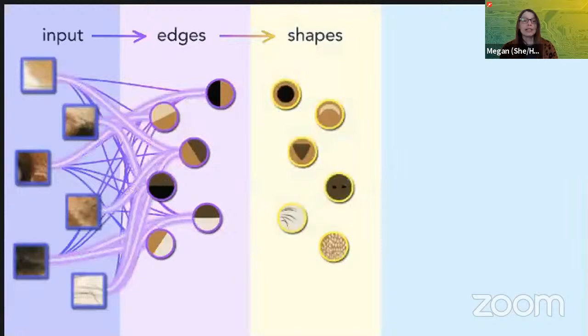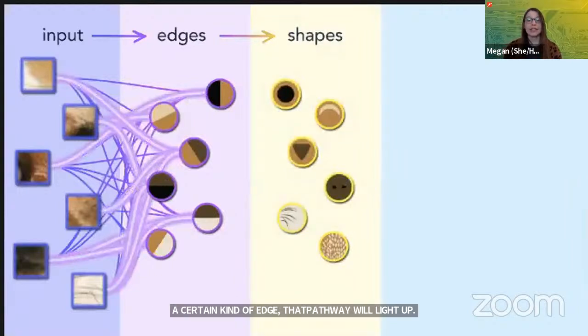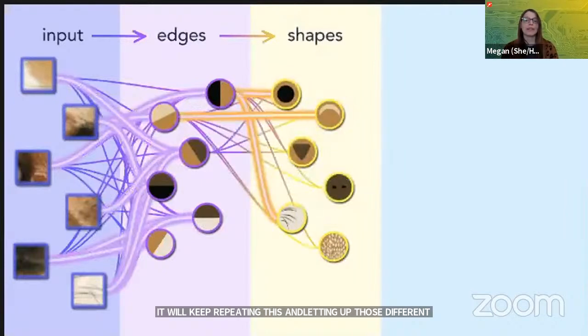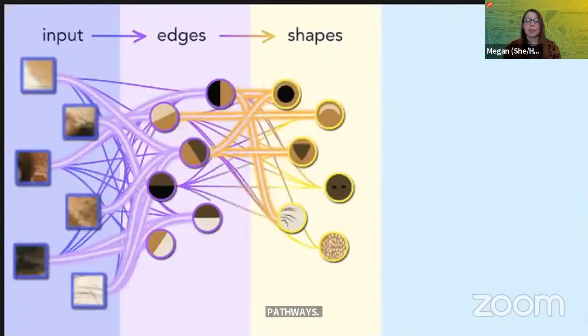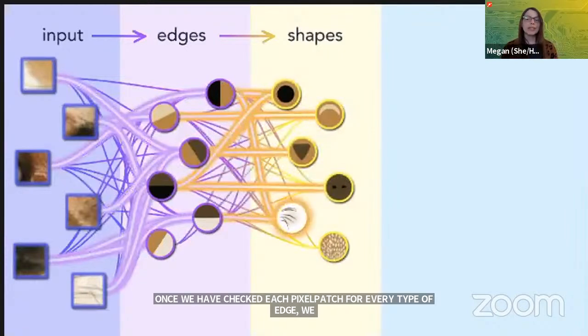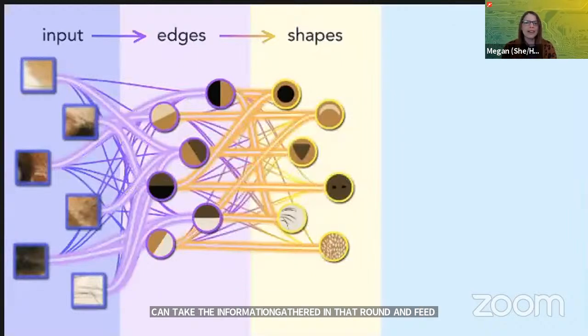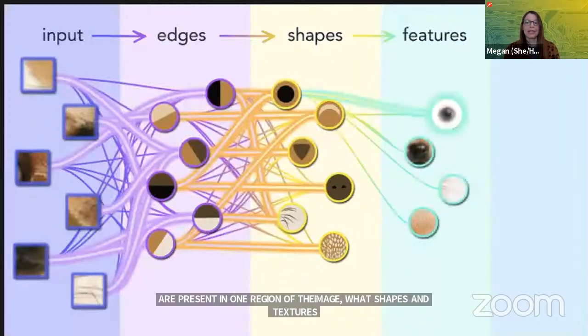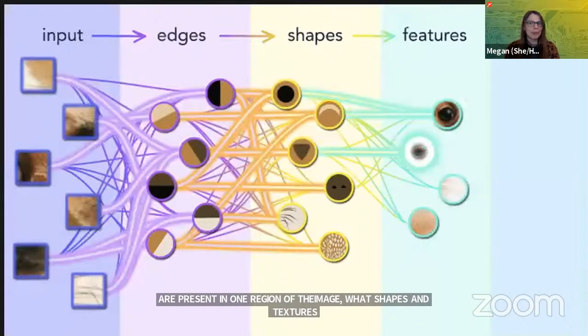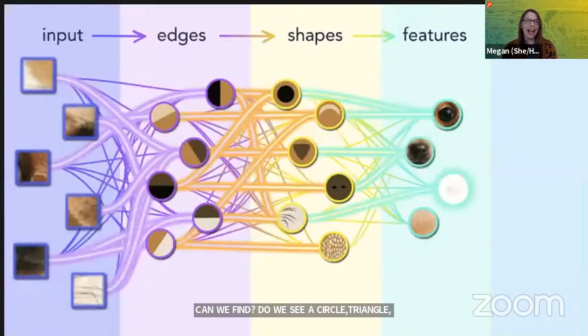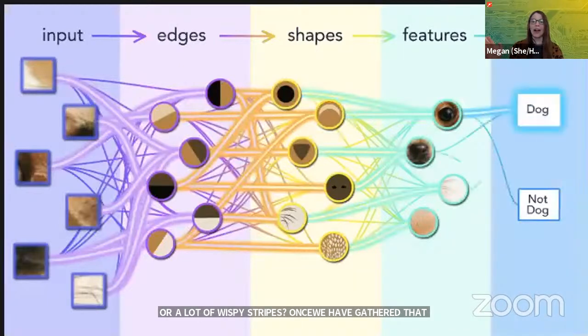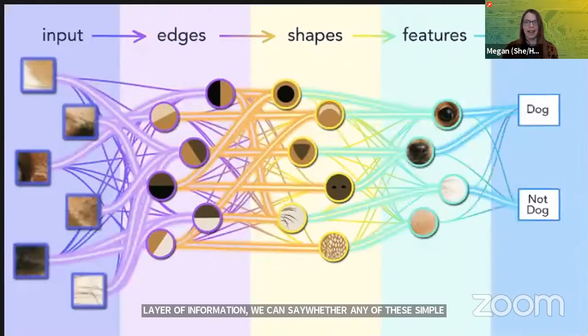And then once we've checked each pixel patch for each different type of edge, we can take all of the information gathered in that round and then feed it into the next one and say, okay, given that these types of edges are present in one region of the image, what shapes and textures can we find? Do we maybe see a circle or a triangle, or do we have a lot of wispy stripes? And then, once we've gathered that layer of information, we can say whether any of these simple shapes maybe add up to more complicated features, like an eye or even a nose. And finally, based on everything we've learned so far, what's the verdict? Is it a dog or is it not a dog?